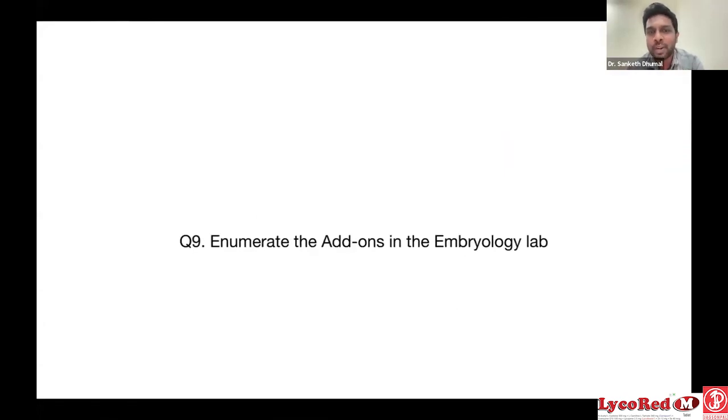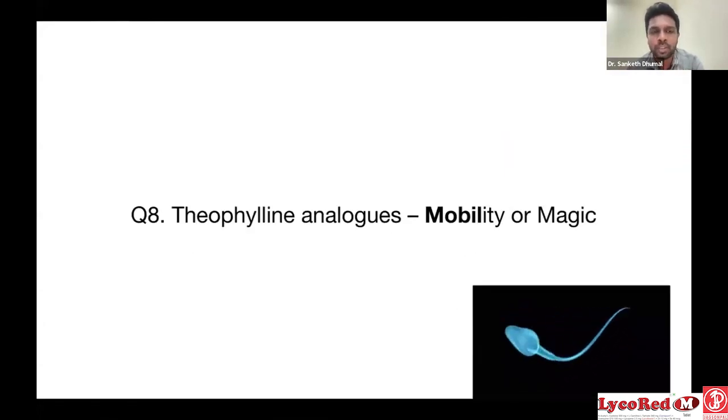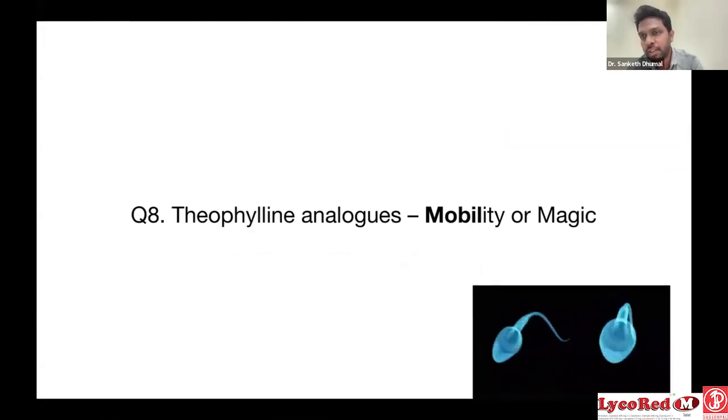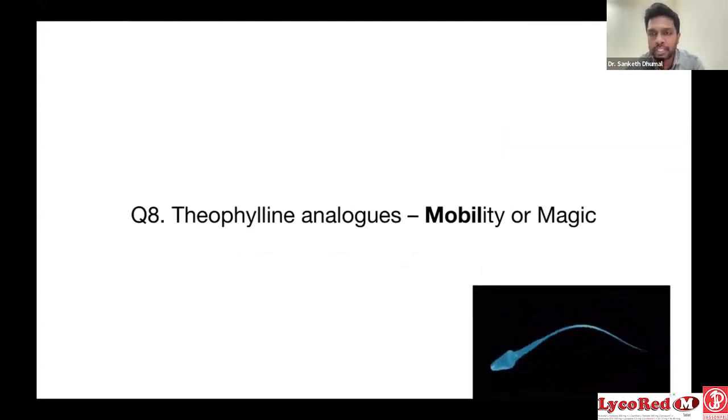Again, there are a lot of add-ons in the embryology lab which we discussed, and we discussed theophylline also, based on analogs, where we don't get to see motility. How often do you use it? Do you really feel this is an add-on, or is it really useful in the lab? Any embryologist can comment on this.